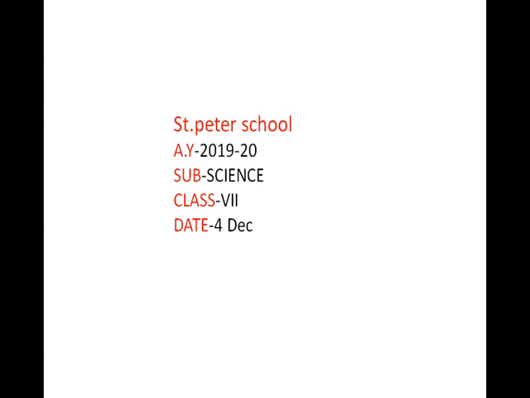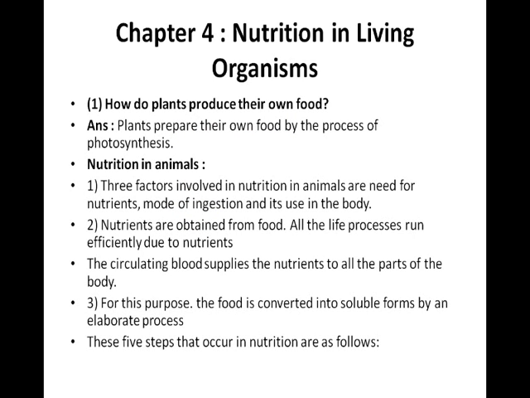This is a science class, and in the previous class we were doing question and answer. We are on the chapter Nutrition in Living Organisms. Today we are going to study how animals get their nutrition. First of all, the question written here is: how do plants produce their own food?